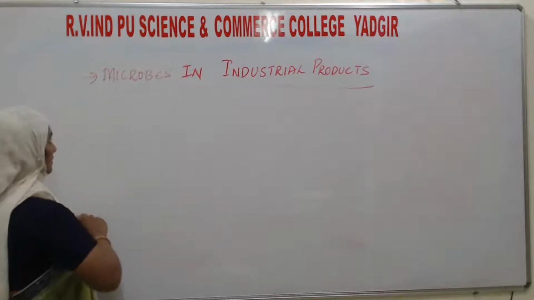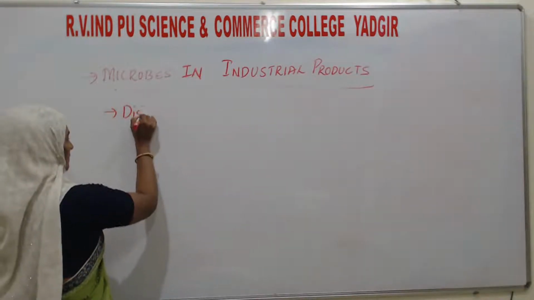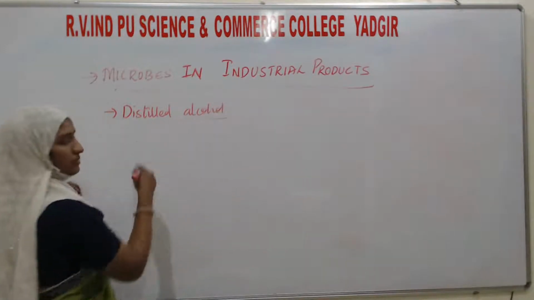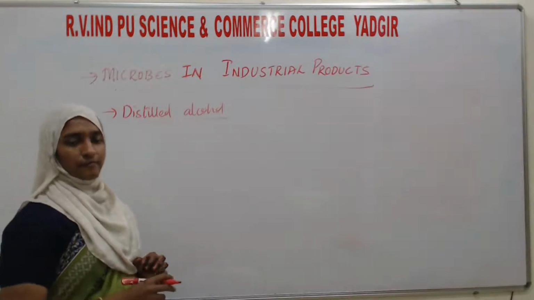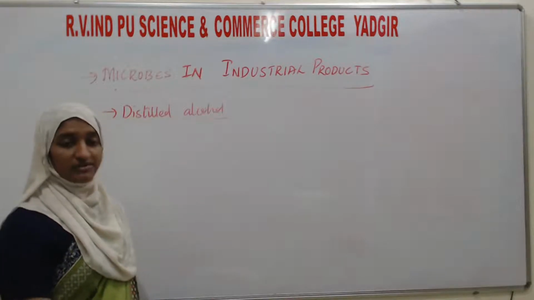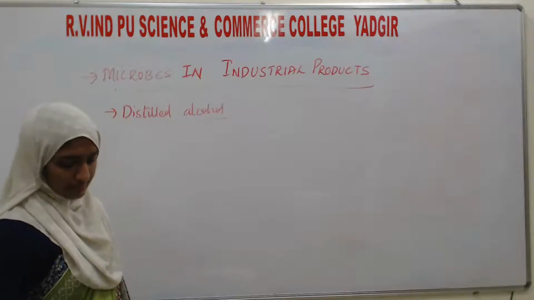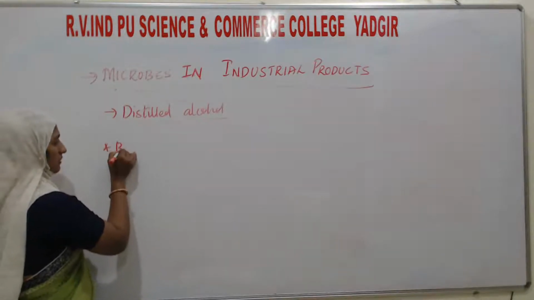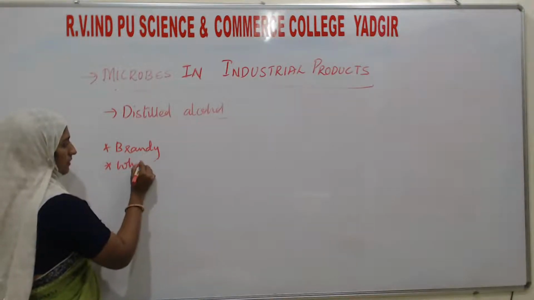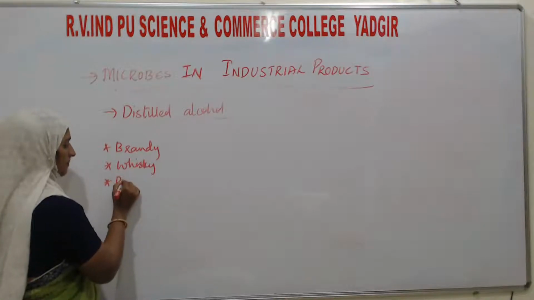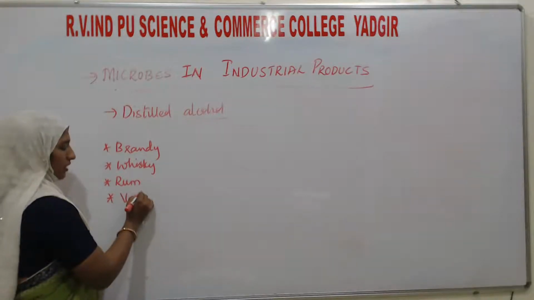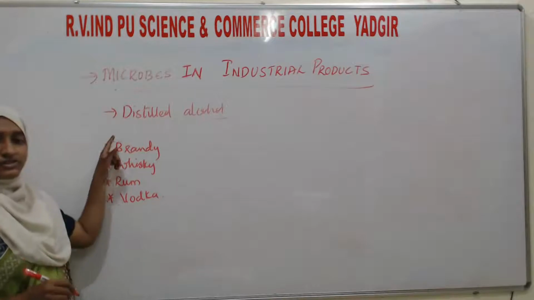Here, distilled alcohols. It means the alcohol after production by fermentation is transferred to the distillation unit, where it will undergo a process of distillation. So what are they? That is brandy, whiskey, rum. Okay. Then other example, vodka. These all are the examples of distilled alcohol.